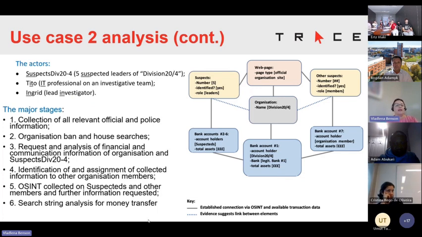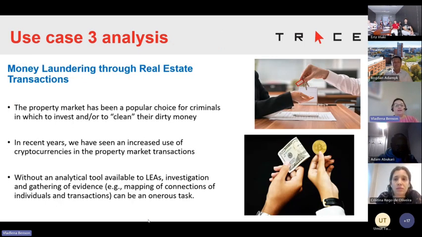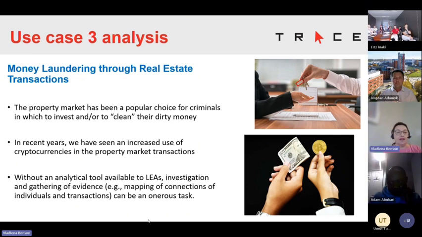Whether the suspects, the IT professional and investigation team are working together, or the lead investigator is looking at the stages of collecting the relevant official and police information, looking at the house and bank searches, requesting and analyzing financial and communication information, identification of collected information, and the assignment to other organization members, and of course open source intelligence collected on the suspects and other members, and further information requested is also connected in this specific use case. So there's quite a few pieces of information being linked together and fed into the knowledge graph, which Trace allows us to leverage.